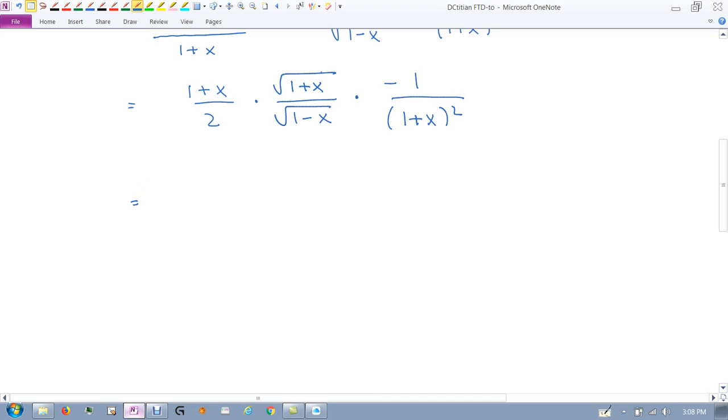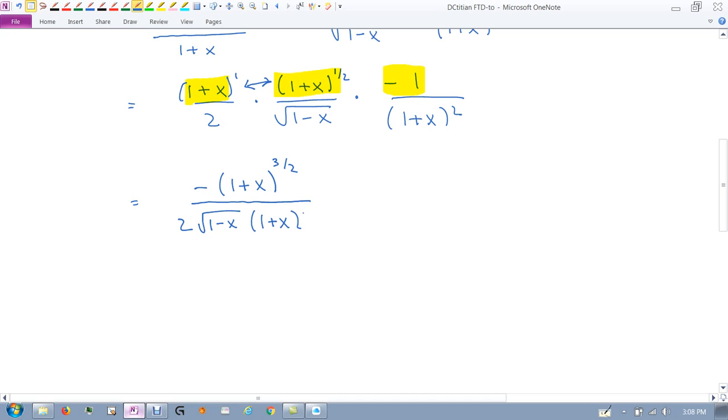Just keep in mind that this right here, this one, and erase that root, that's the same as raising it to the 1/2. And notice that these two are the same thing, right? Except this one is like raising it to the 1. So what I can do is put these two together with multiplication. That means you add the exponents. I'm actually going to incorporate this negative in here also. I should have a negative, then I should have a 1 plus x, and when I add 1 and a half together, I get 3 halves. And then on the bottom I have that 2, I have that root 1 minus x, and I also have a 1 plus x to the second power.